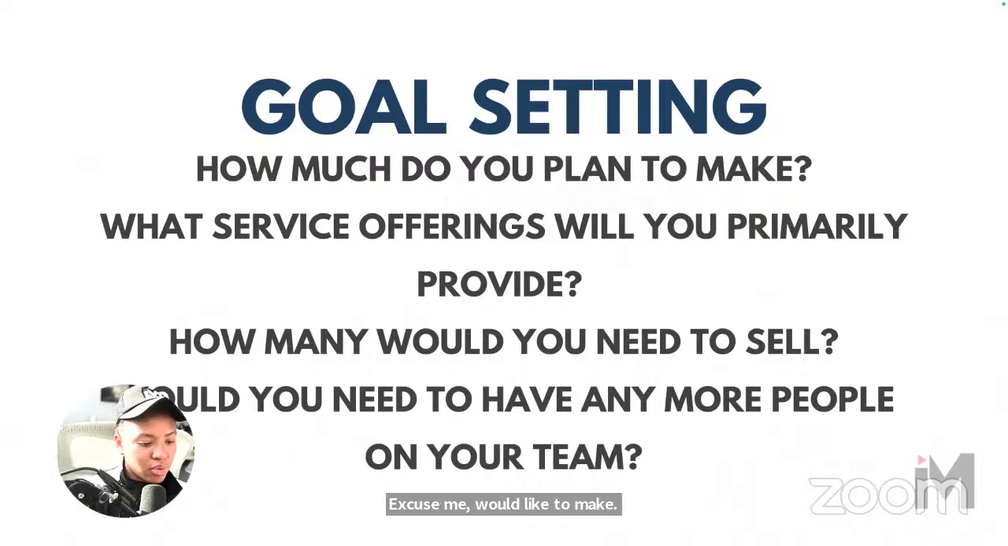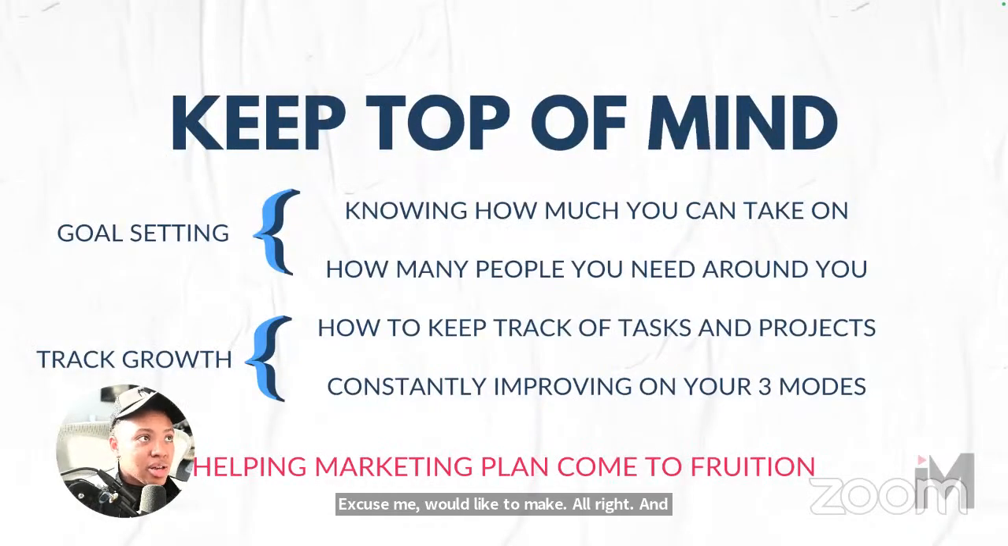All right. And I mentioned yesterday that I want you to keep top of mind having those goals set and knowing how much you can take on and how many people you need around you. That just helps you get to that number a little bit better. And then we also want to make sure that you're tracking growth and keeping track of your tasks and projects, as well as constantly improving on your 3 modes of constant business improvement. And this will, of course, help our marketing plan get into place.